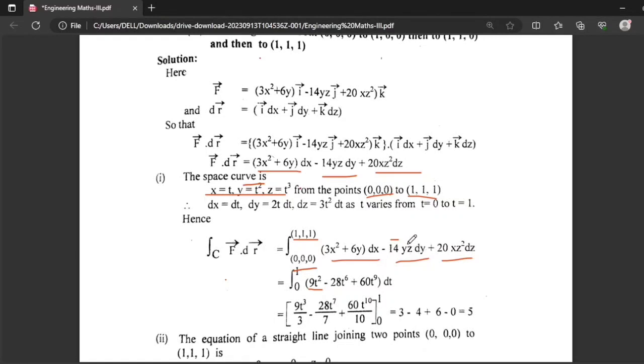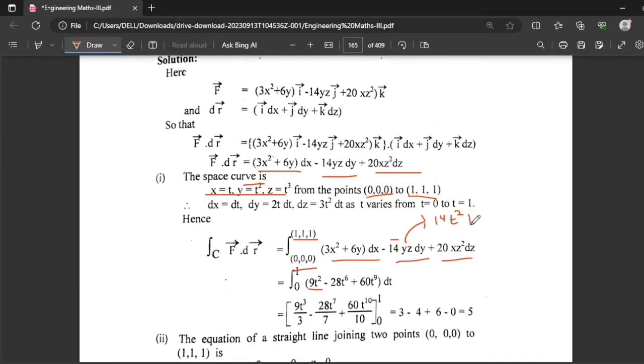And for this it is 14, and y is t², and z is t³, and dy is 2t dt. So it is 14 into 2, 28, and t power 2 plus 3 plus 1, that is 3, 4, 5, 6, t⁶.